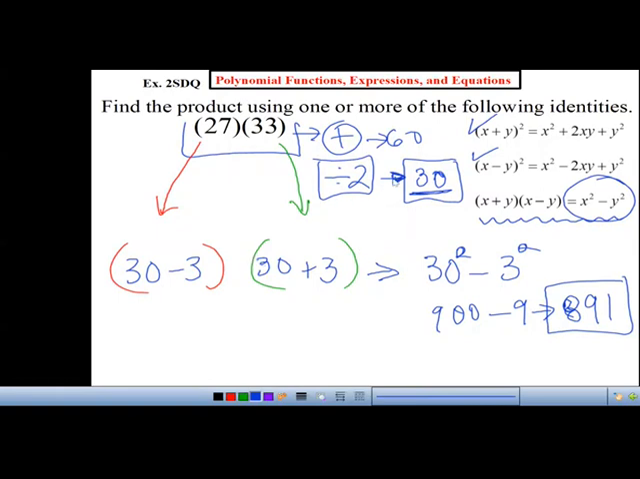And some of you are still thinking, Mr. Q, why do we have to do this to rewrite it like that? Because 30, check this out, is the same distance from 27 as to 33. How many steps from 27 to 30? How about from 30 to 33?